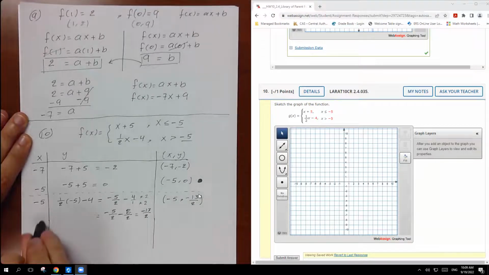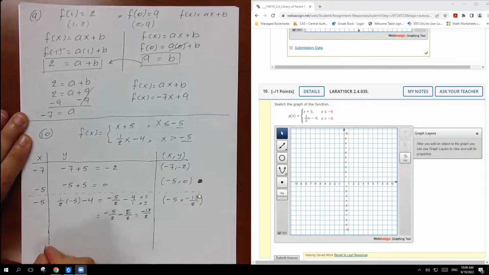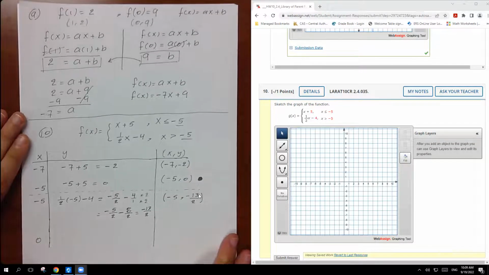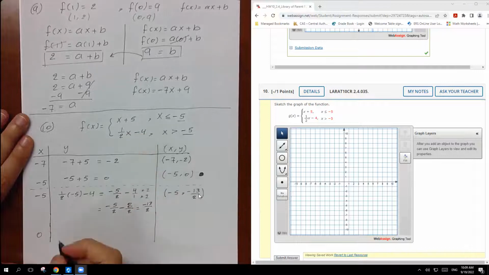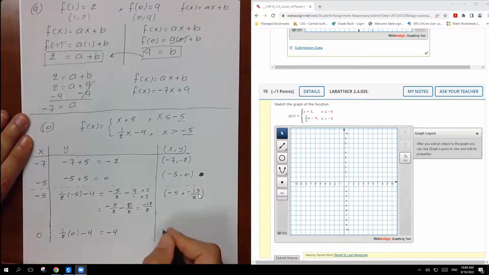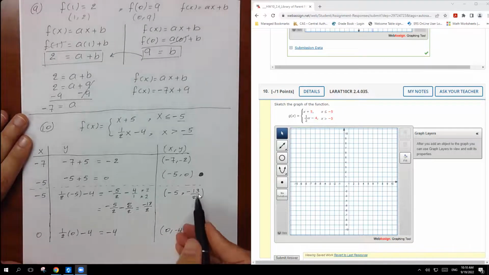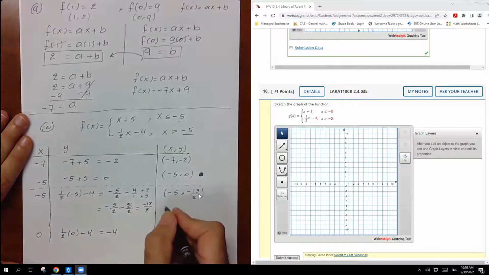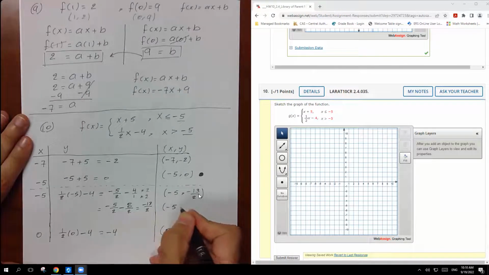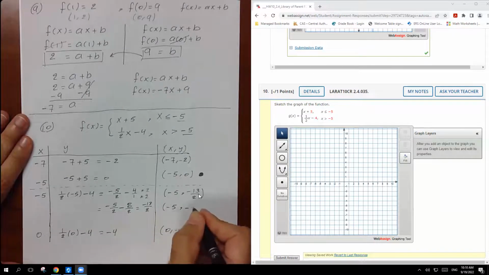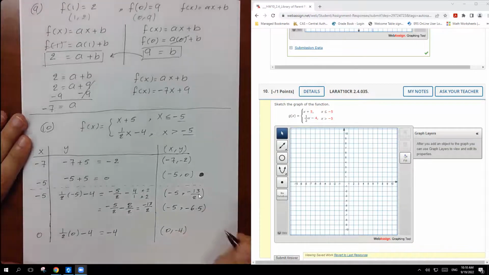For the second point, I'm going to plug in the 0 on the second part. So it's half times 0 minus 4, which is equal to negative 4. So here is the second point, 0, negative 4. Again, we can't plug in a fraction when we graph it. So divide: negative 13 divided by 2 is negative 6.5. This is easier to graph.